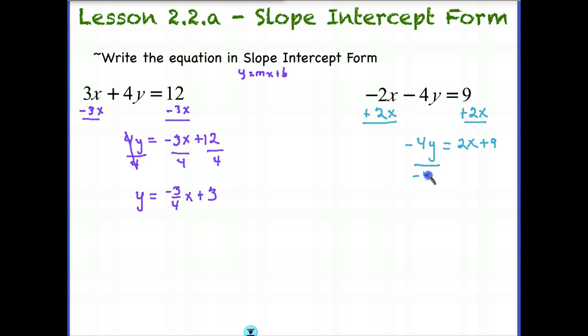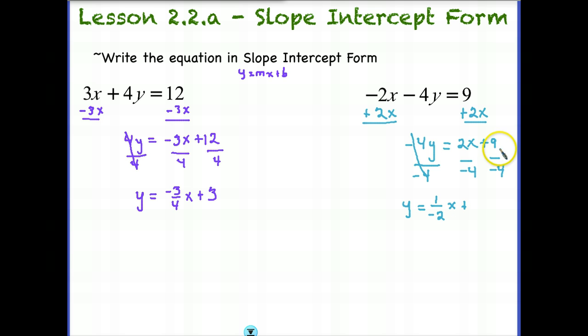We will divide by a negative 4 in order to isolate our y. Make sure you divide every term then by a negative 4. Negative 4 divided by negative 4 is just 1, or 1y. Now 2 over negative 4 can reduce. 2 goes into both negative 4 and itself. 2 goes into itself 1 time. Goes into negative 4 negative 2 times.